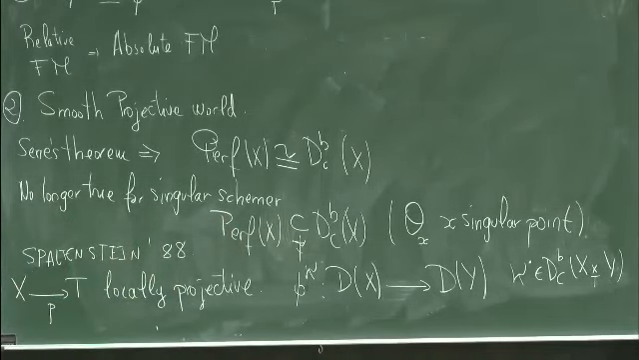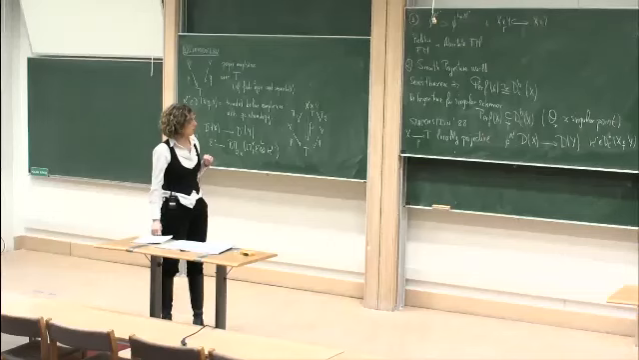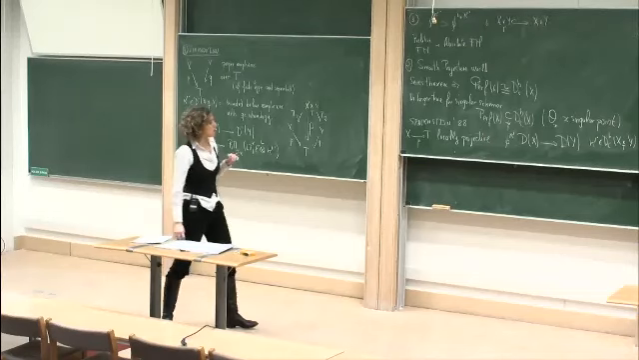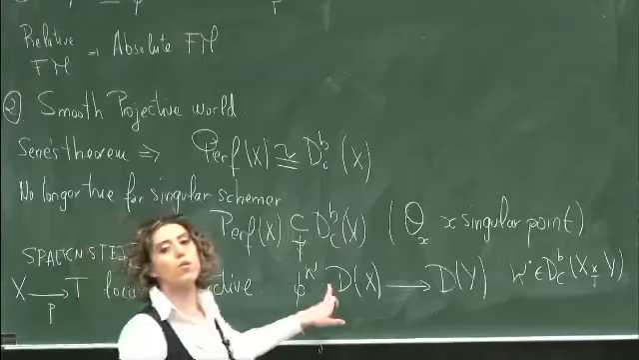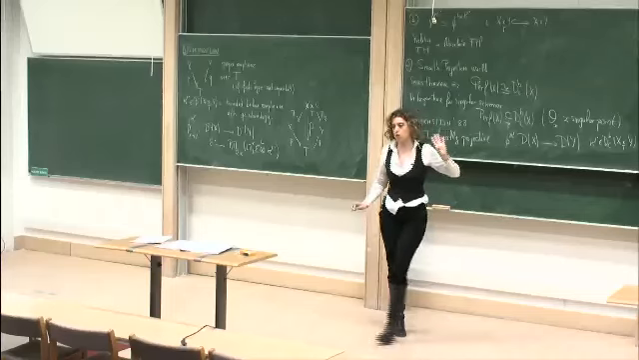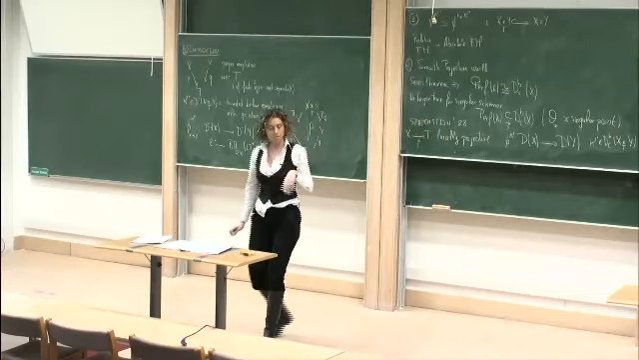D(X) without a bracket is just the unbounded derived category of all X modules? Yes, this one is just with quasi-coherent cohomology sheaves. Okay?